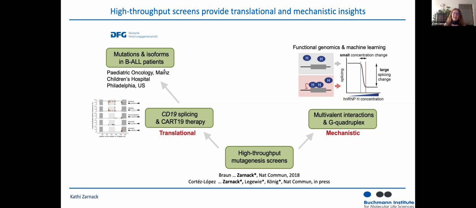But the same data can also be used for more mechanistic studies. And I did not show this here, but we can also use this type of data to learn more about the binding of RNA binding proteins and the dynamics of regulation that we have in our mini chain by combining the information on all the different mutations that we have.